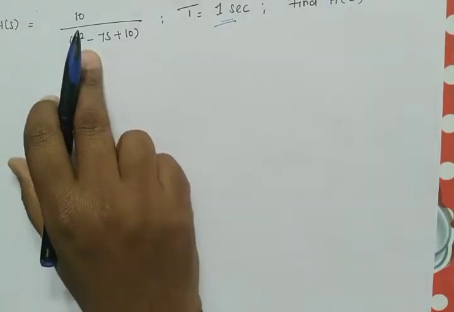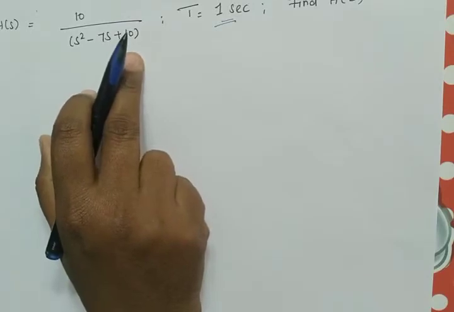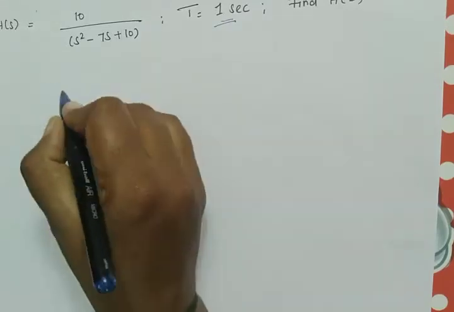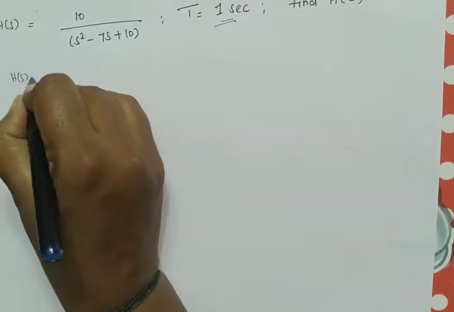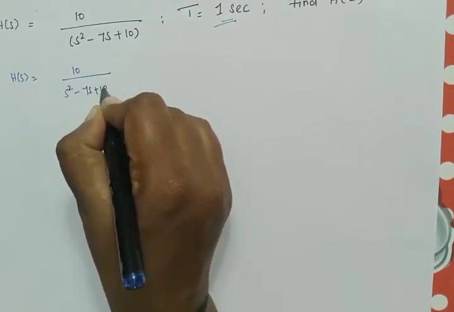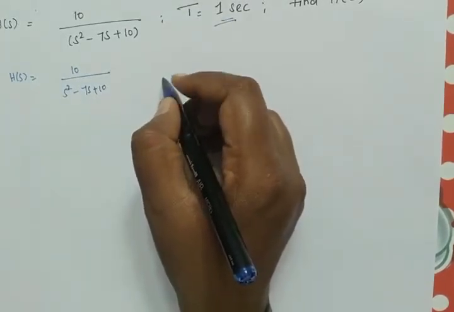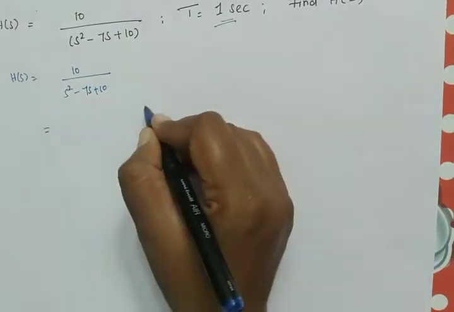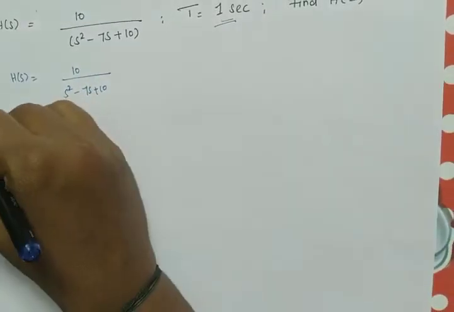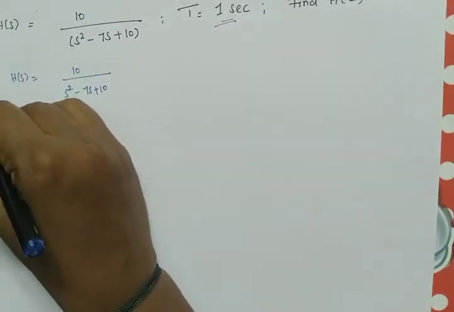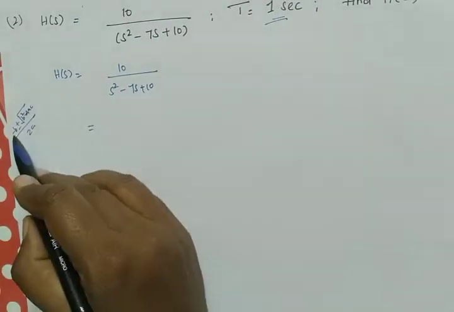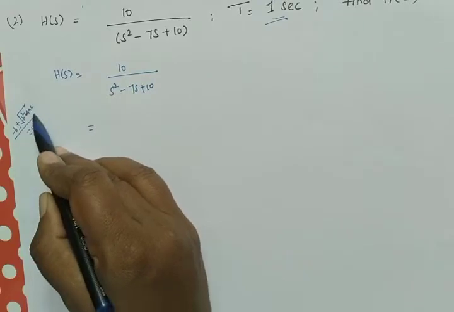Now here we don't have the s plus 1 into s plus 2 term. So what we have to do is convert this into s plus 1, s plus 2 form. For that purpose, we know H of s is equal to 10 divided by s square minus 7s plus 10. Now we cannot factor this directly. So instead we use the quadratic formula, that is minus b plus or minus square root of b square minus 4ac, by 2a. So this is what we are going to use.